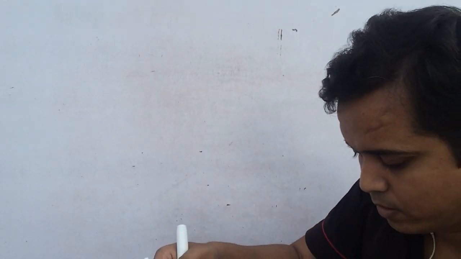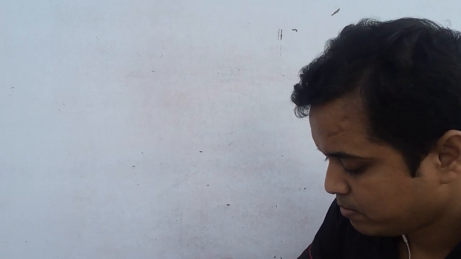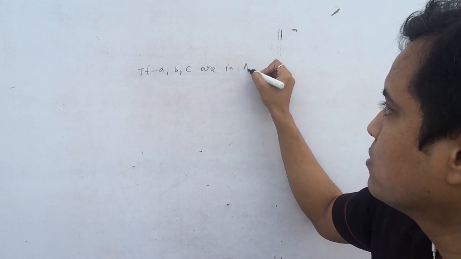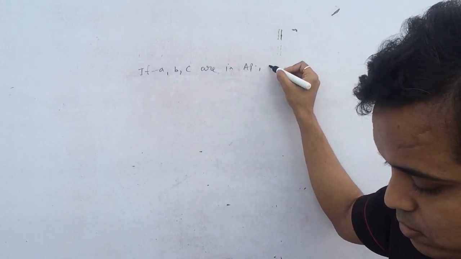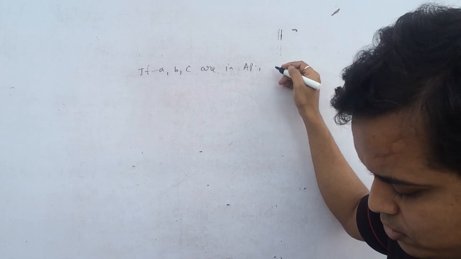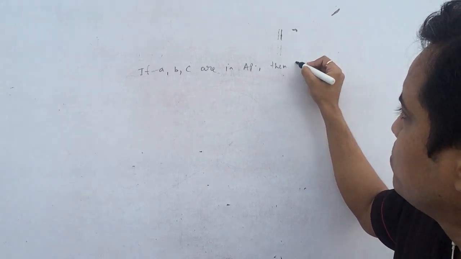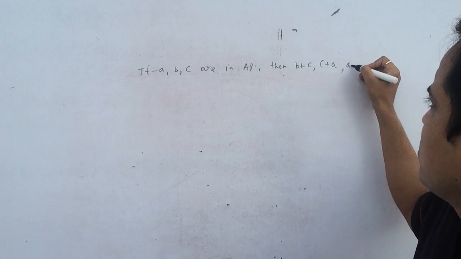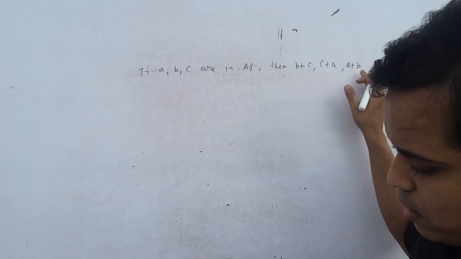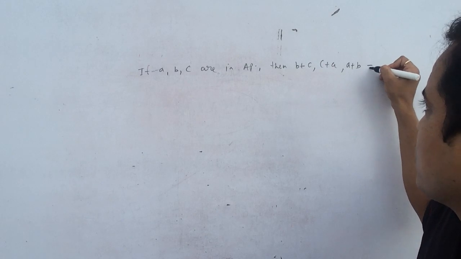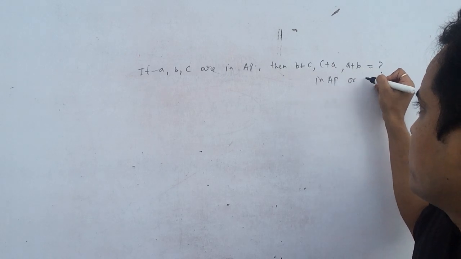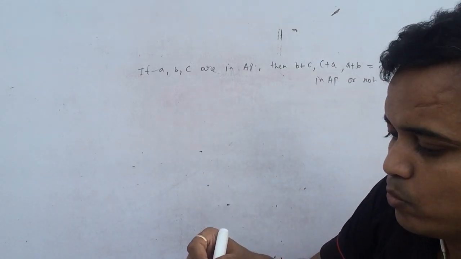Now should we do some questions here? We have: if A, B, C are in AP, so what is the meaning of this? Let me write the question here first. Then you have to find B plus C, C plus A, and A plus B, and check whether they are in AP or not.